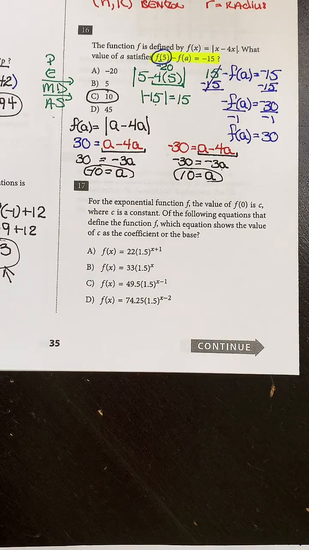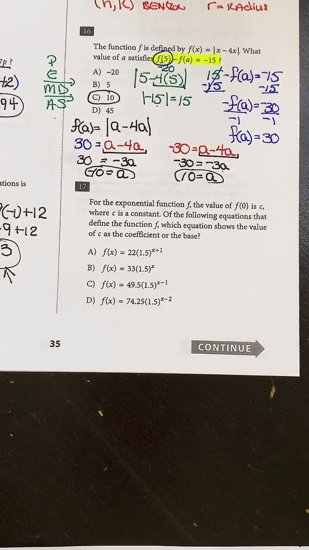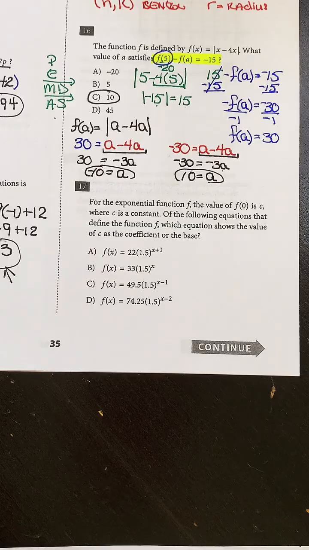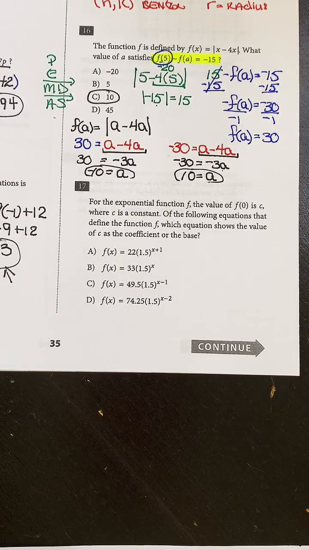So, for the exponential function of f, the value of f of 0 is c, where c is a constant. Of the following equations that define the function f, which equation shows the value of c as the coefficient or the base? So, is it A, B, C or D? So the f of 0 is c. So if I plug 0 in for x, I should get a constant out. Which one will give me a constant, a whole number, no x or y next to it? Would it be A, B, C, or D?